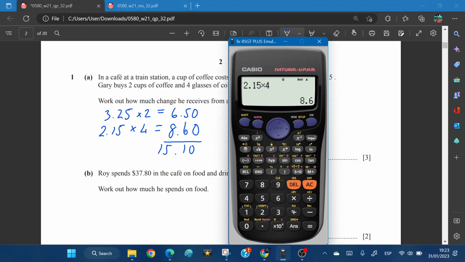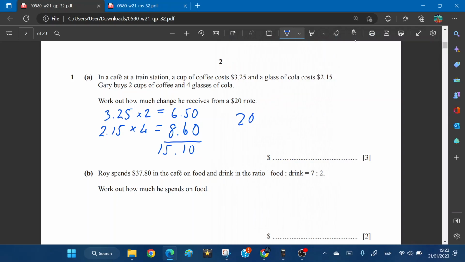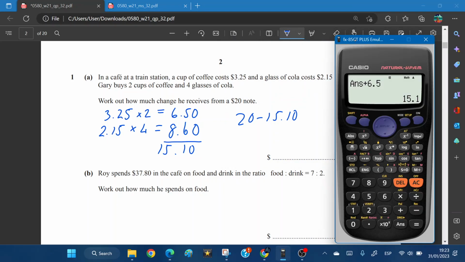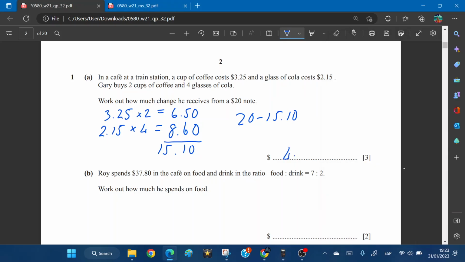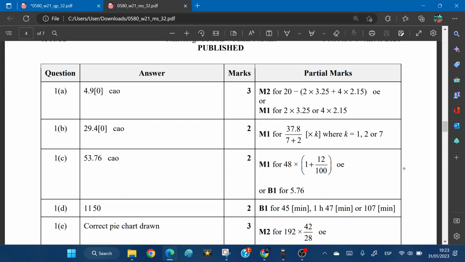Alright, don't be scared to double check. Okay, 15.10 it is. Now, he pays with a $20 note. 20 minus 15.10. So we can type here 20 minus our previous answer, which was 15.10, and there we go, $4.90, and that's what it is. Correct answer only. You don't have to put the 0. Okay.